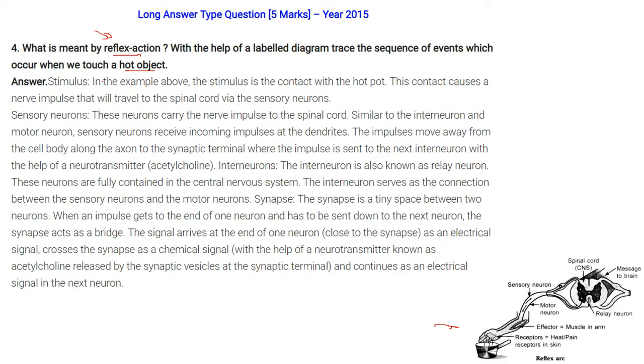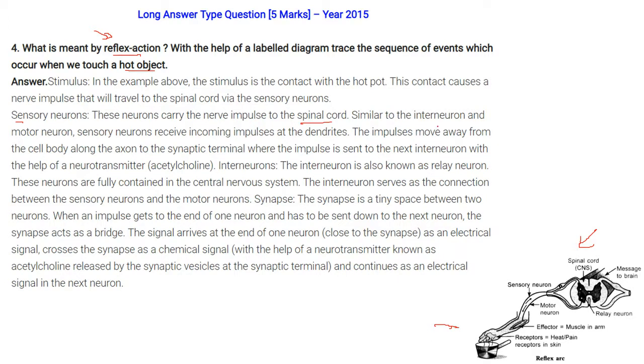The stimulus, in this example, is the contact with the hot pot as the person is touching it. This contact causes a nerve impulse that will travel to the spinal cord via the sensory neurons. What are these sensory neurons? As we see, they sense something, so neurons which are sensing are sensory neurons. These neurons carry the nerve impulse to the spinal cord on the back of our body.